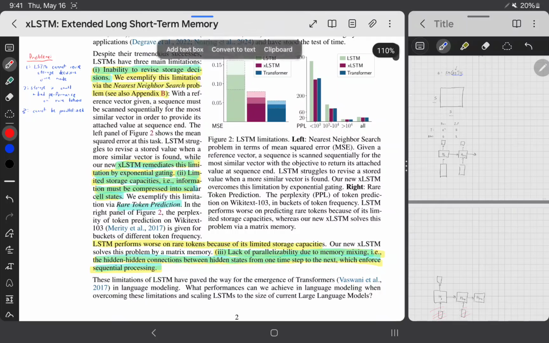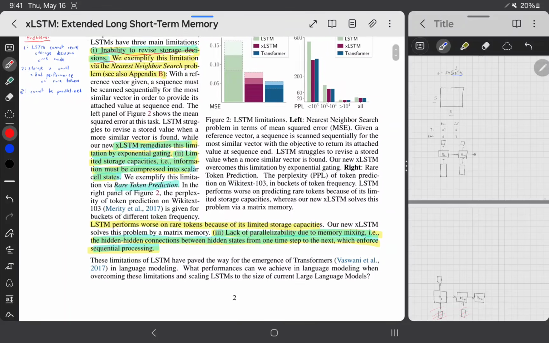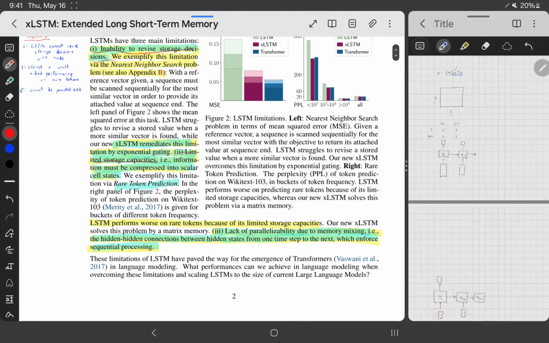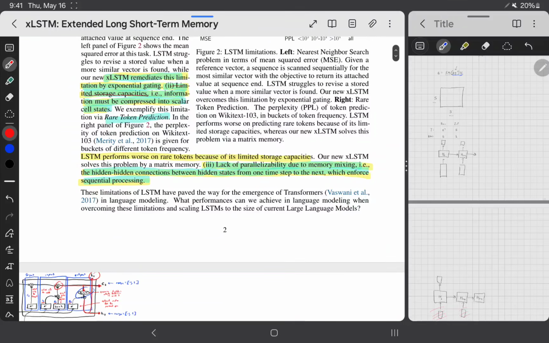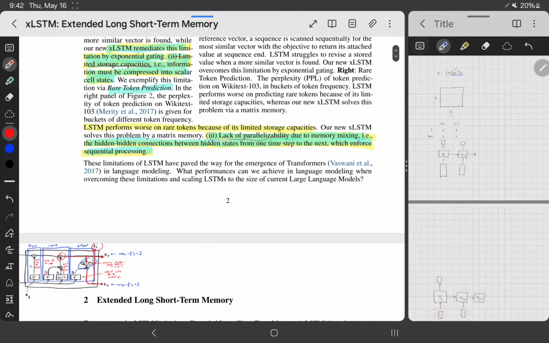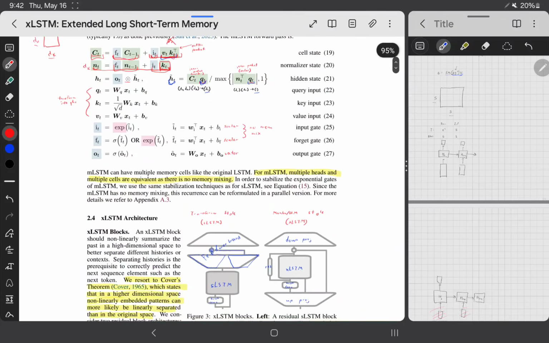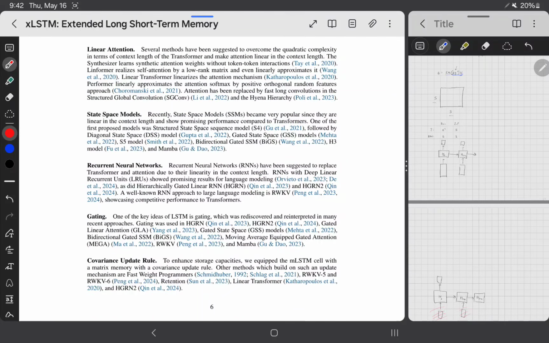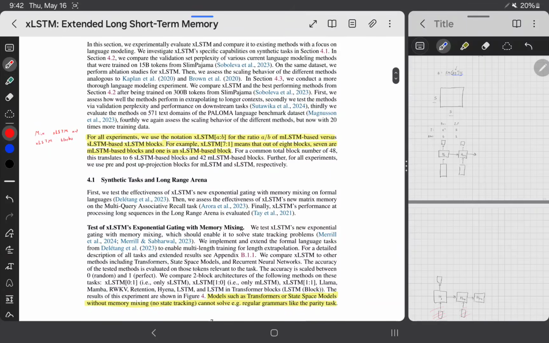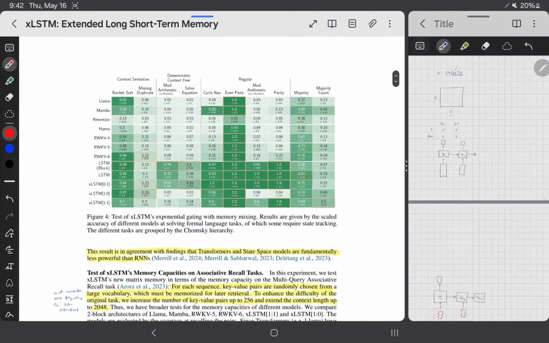One is to revise stored decisions, which they do with the exponential weighing; the limited storage capacity, which they do by making it a matrix; and the lack of parallelism, by removing this mixing of information. So now if we look at the results, they look pretty good.